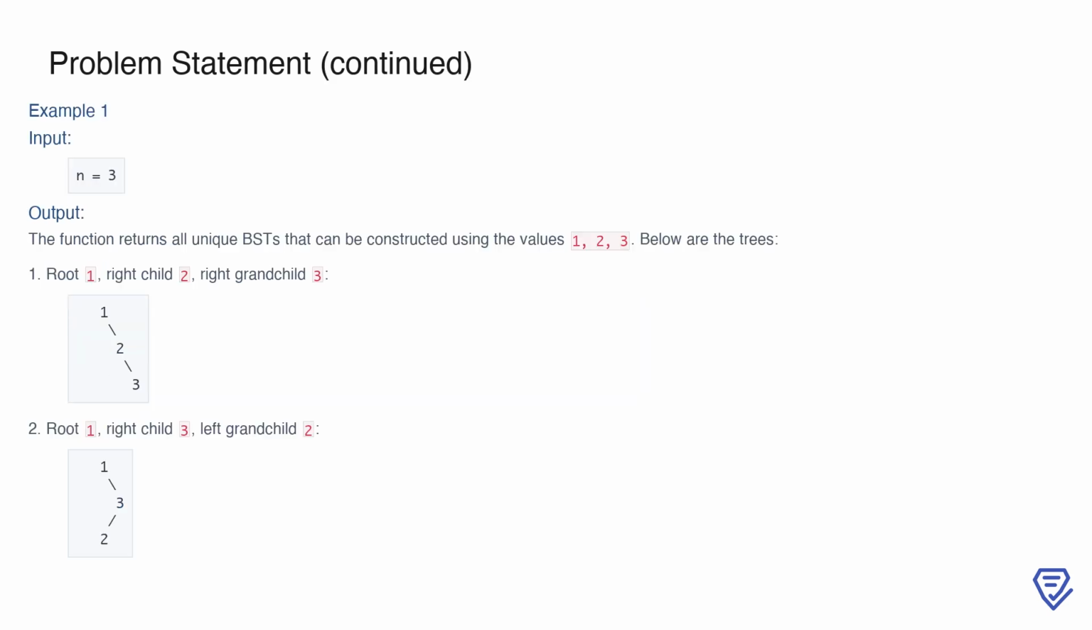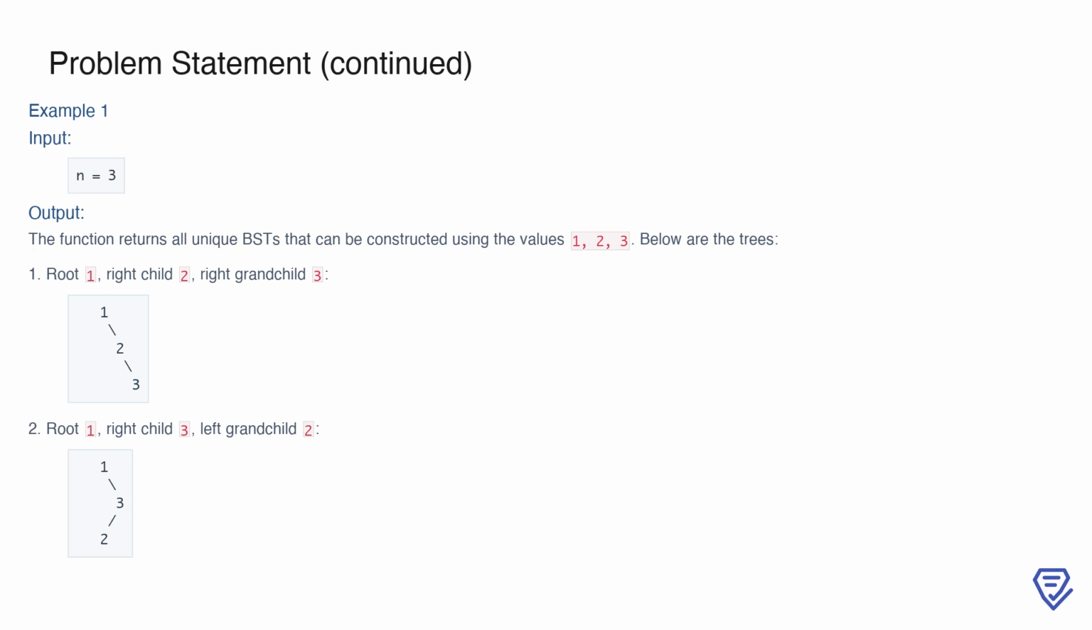For the input n equals 3, we need to construct all unique BSTs using the values 1, 2, and 3. One possibility is to use 1 as the root. In this case, one option is to make 2 the right child of 1 and 3 the right child of 2. This gives us the tree where 1 is the root, 2 is its right child, and 3 is the right grandchild. Another option is to still use 1 as the root, but this time make 3 the right child and 2 the left child of 3. These two configurations represent structurally distinct BSTs, as the placement of the nodes differs.